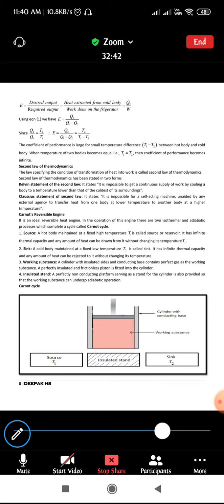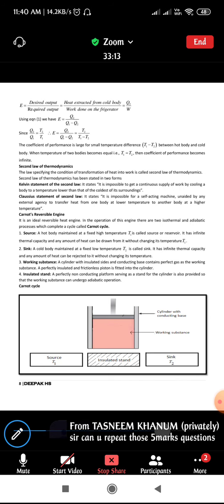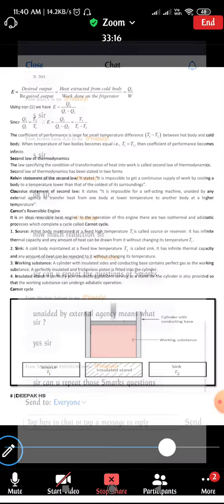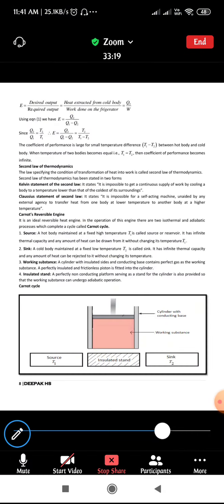Is it fine about that Clausius statement? Yes, is it fine? Okay, fine. So next, coming to the Kelvin statement. Yes, Tasneem, wait for some time. I'll just repeat.